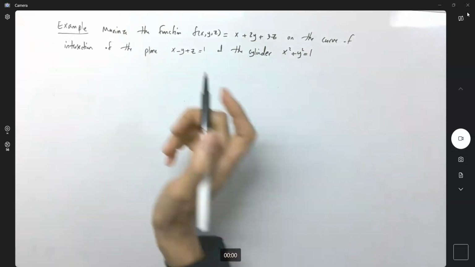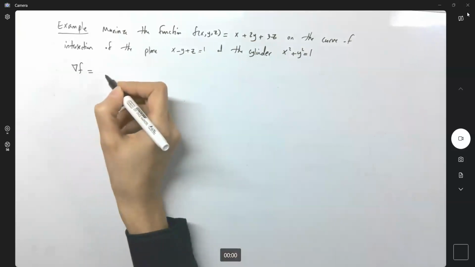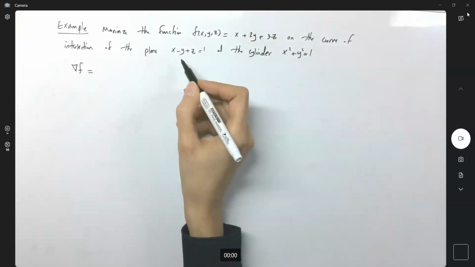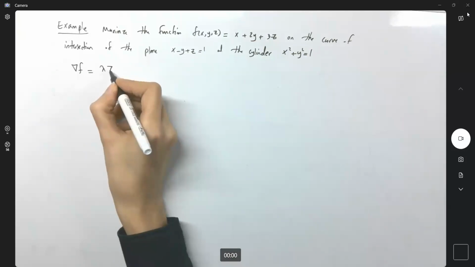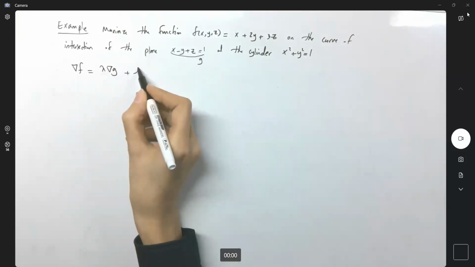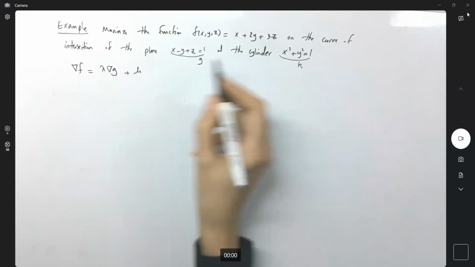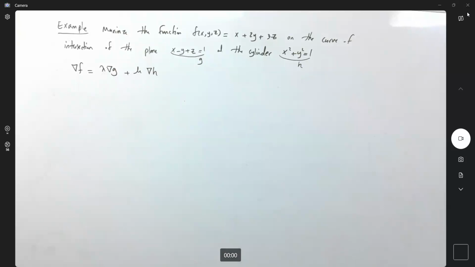We're going to set up the gradient of f equal to a linear combination of the gradients of these two constraints. What do I mean by that? Lambda times the gradient of, for example, let's call this one g, plus mu, and let's call this other one, for example, h. Two constraints, mu times the gradient of h. Very well, so let us begin.